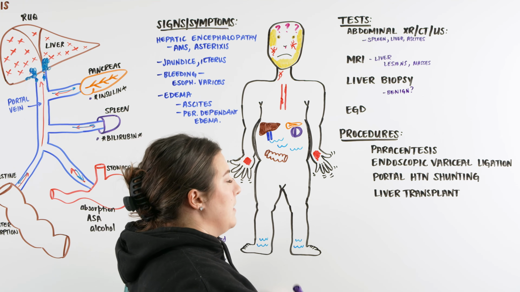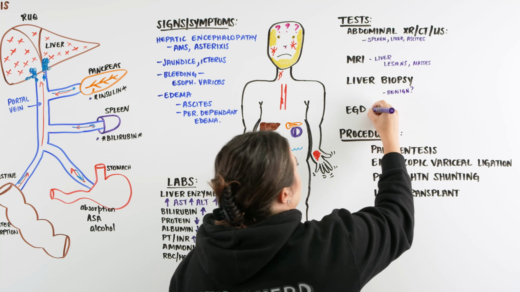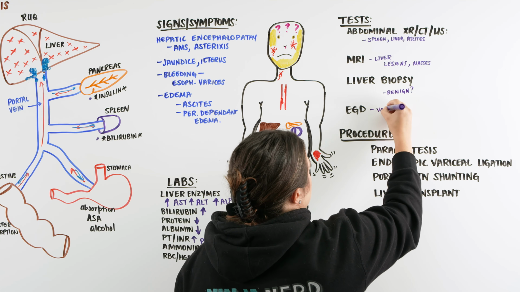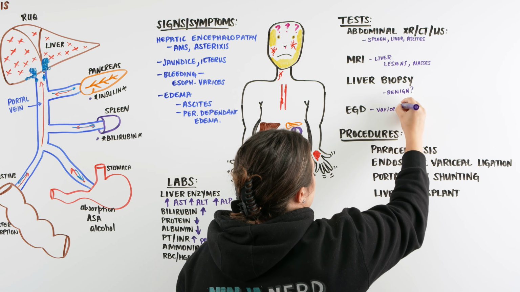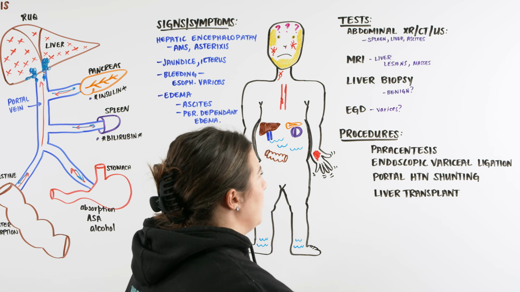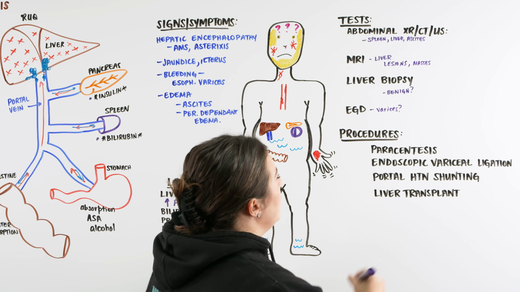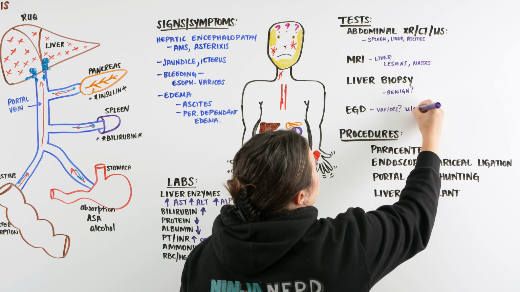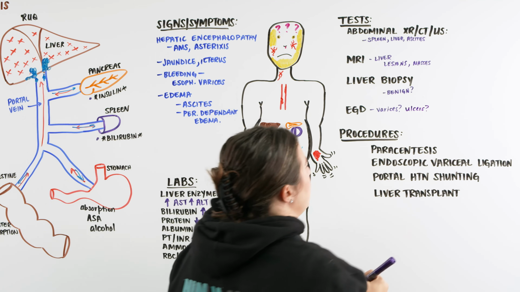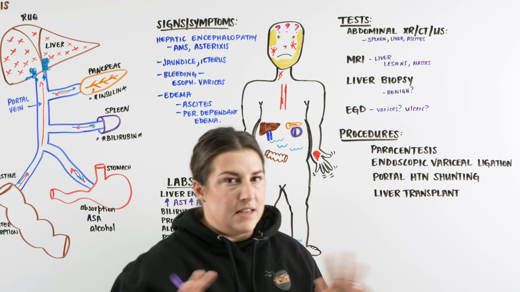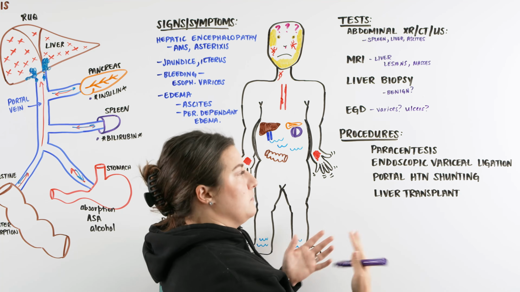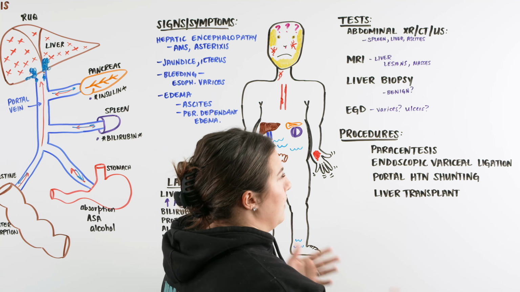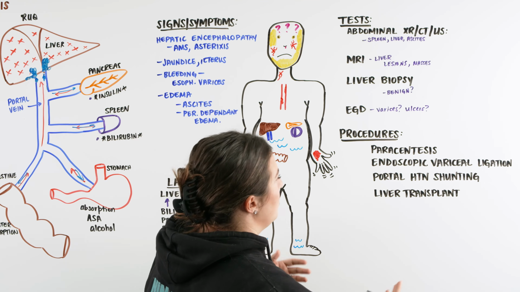And then we also might have the EGD to be able to visualize if there's any varices within the esophagus and any other issues that might be going on, and ulcers as well. Because what we are looking at here is trying to make sure we are not just saying, oh, our patient has cirrhosis of the liver because of drinking. We want to make sure that we are weeding out with our patient and identifying what is the main cause.